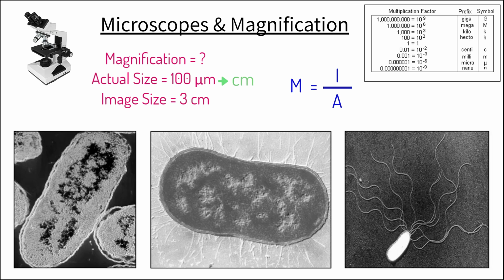Let's convert the 100 micrometers into centimeters. We know that there are 10,000 micrometers to every 1 centimeter. If we have 100 micrometers and we move the decimal point 4 places to the left, we will end up with 0.01 centimeters for the actual size. Take 3 centimeters divided by 0.01 centimeters, and we get a magnification of 300x. This tells us that the image we are looking at is zoomed in 300 times greater than what the human eye can see.